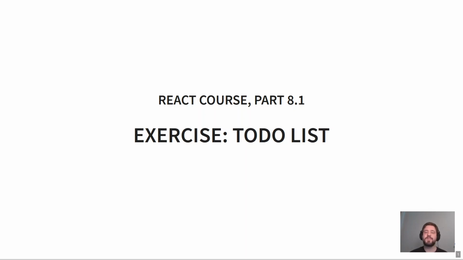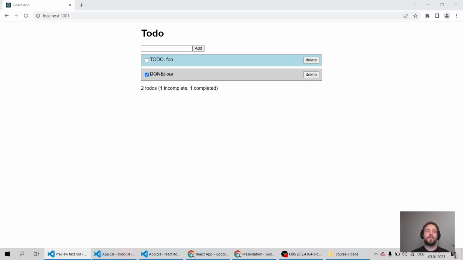We've learned about the essentials for React development, including state, JSX, and development tooling. Now let's get some more practical experience by creating a small to-do list application. Here's what the finished result could look like.